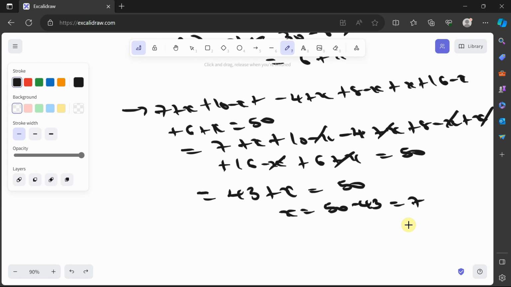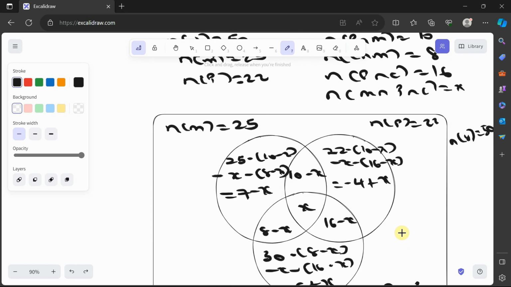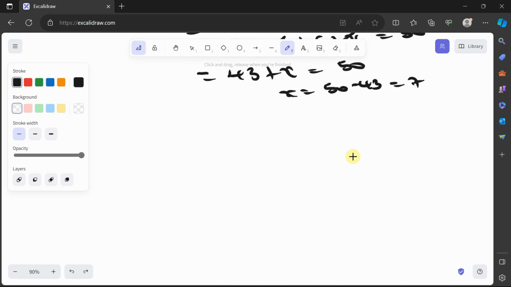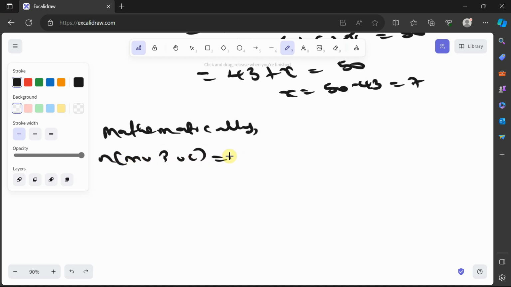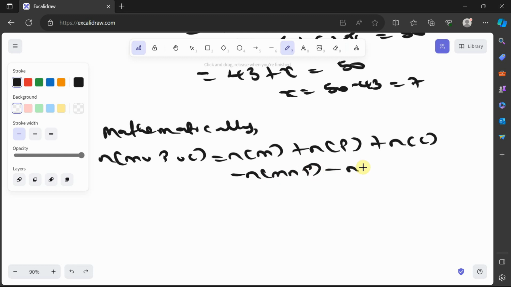Now we have solved it using the diagram approach. Let's solve this using the mathematical approach. Our three sets are M, P, and C. So mathematically, n of M union P union C is equal to n of M plus n of P plus n of C minus n of M intersection P minus n of M intersection C minus n of P intersection C, then plus n of M intersection P intersection C.